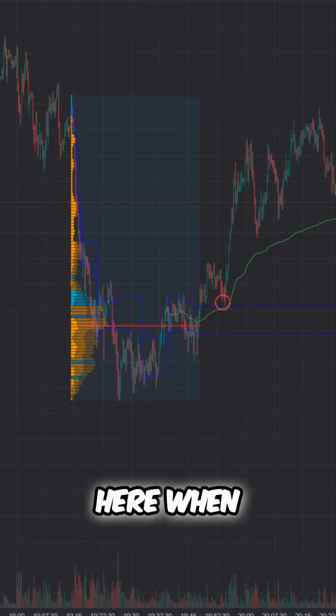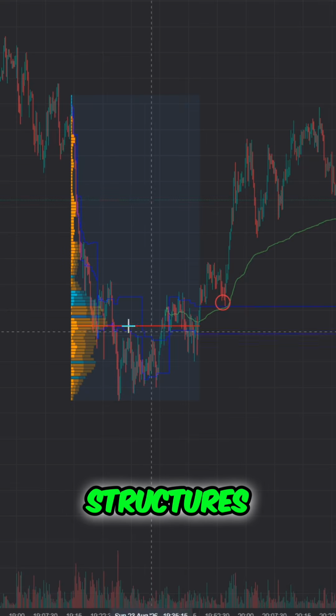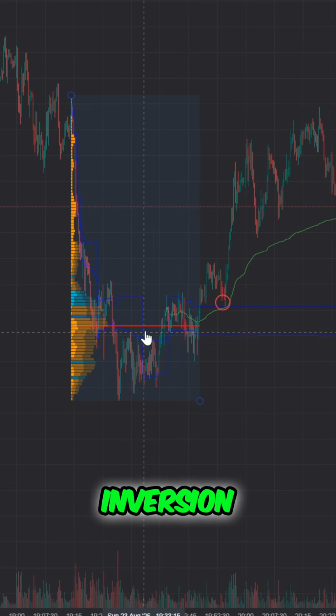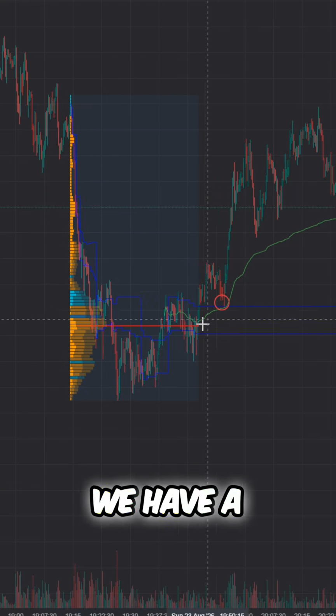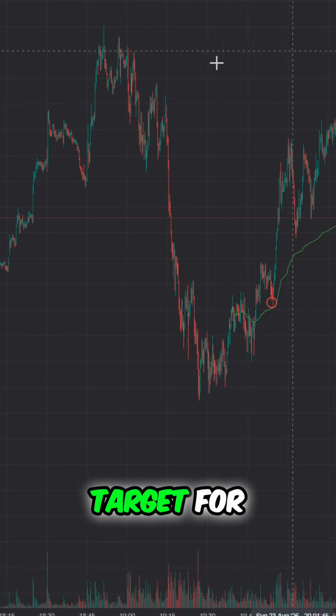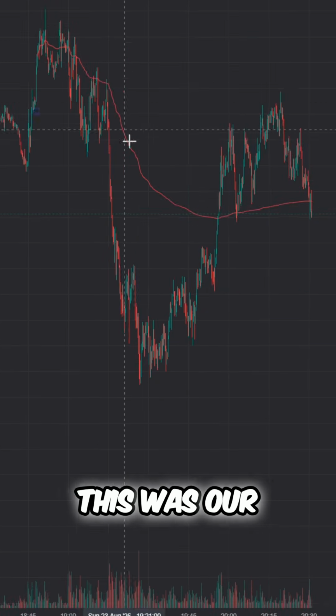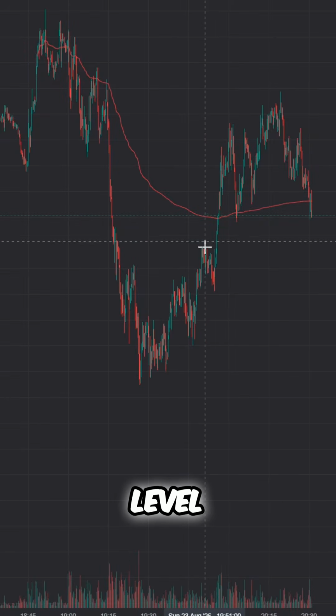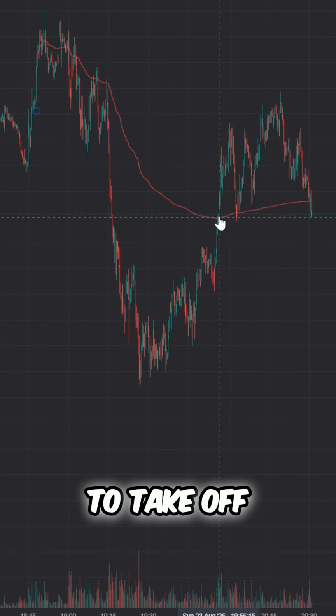Trying to enter right here when the market comes back to a couple different structures. Blue failed delta inversion. We have value area, we have a VWAP tracking. That's a good trade. That's your B structure entry right there. And the target for that's above here. And actually this was our downtrend VWAP continuation level. So if we were entering there, we would have had to take off here per the plan.